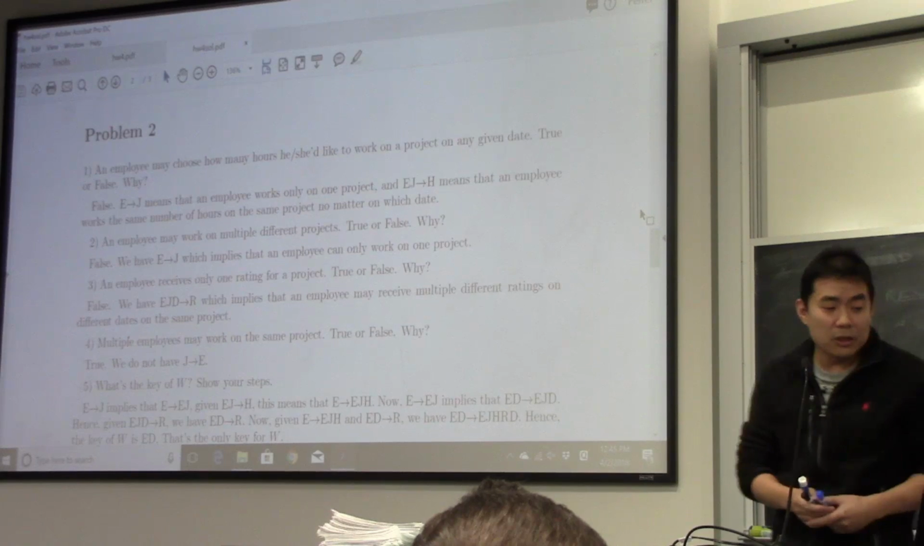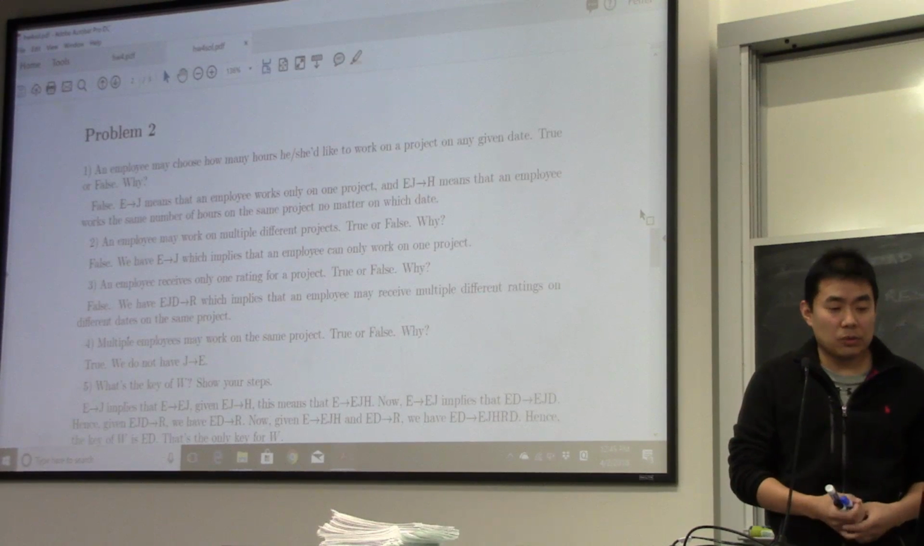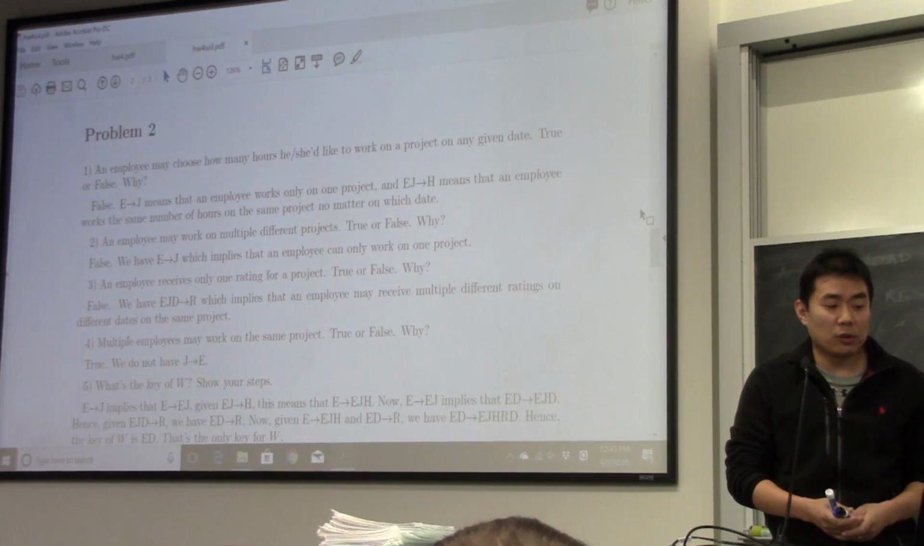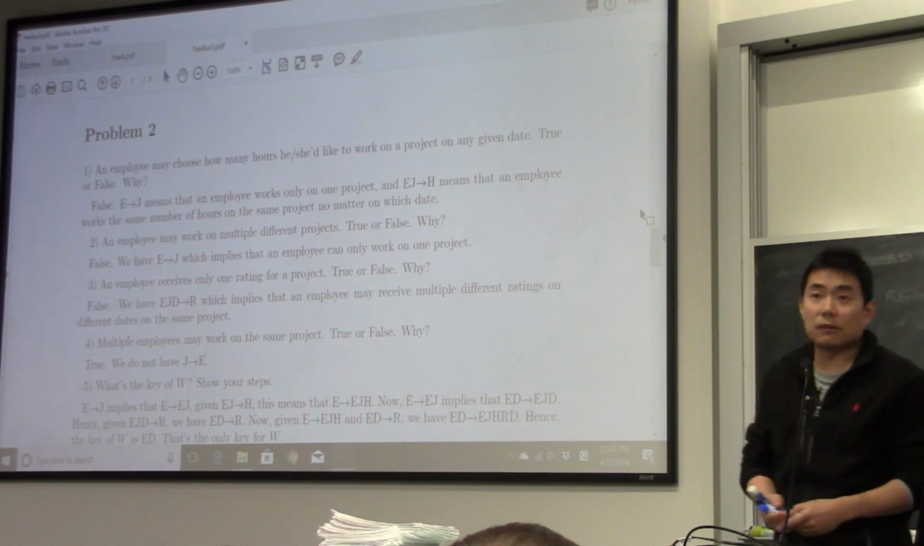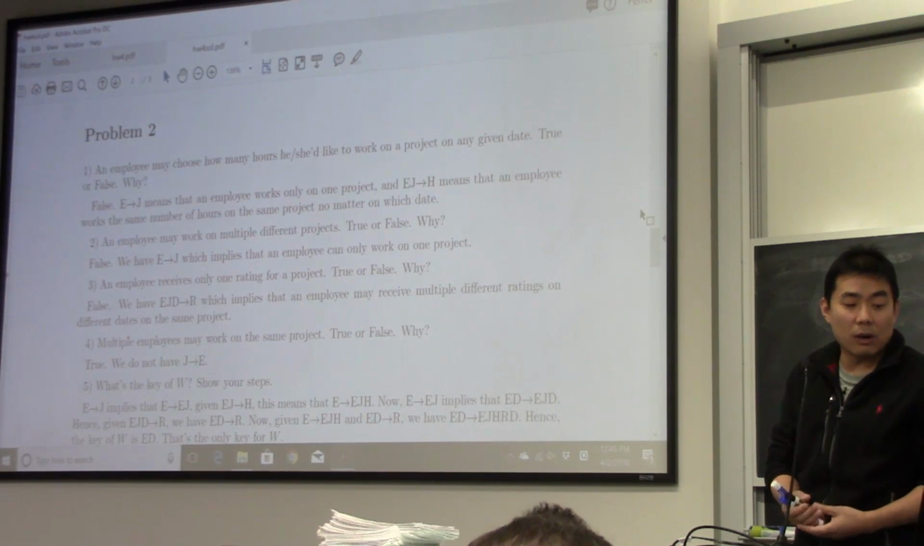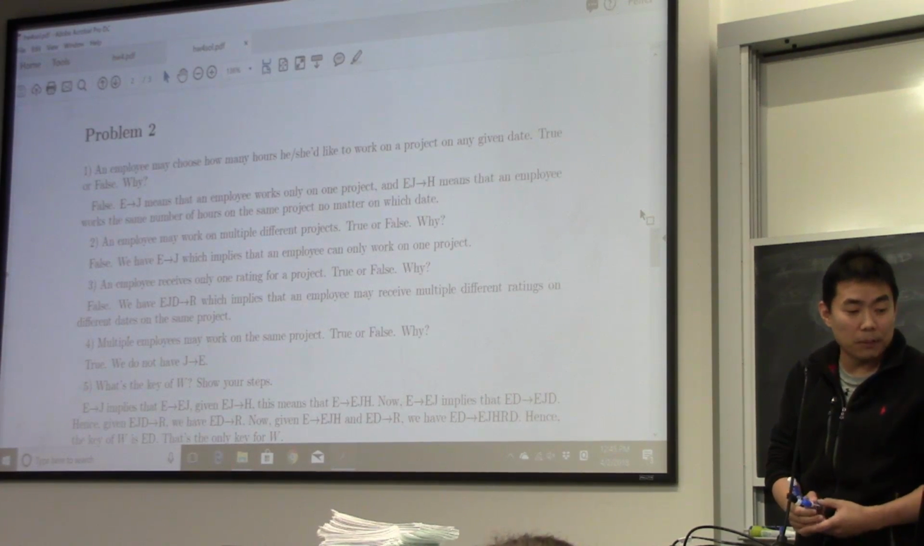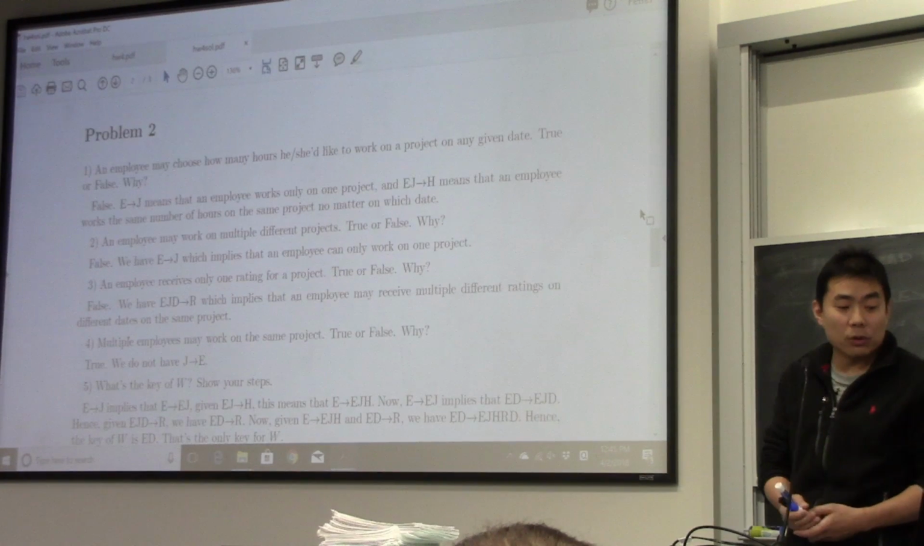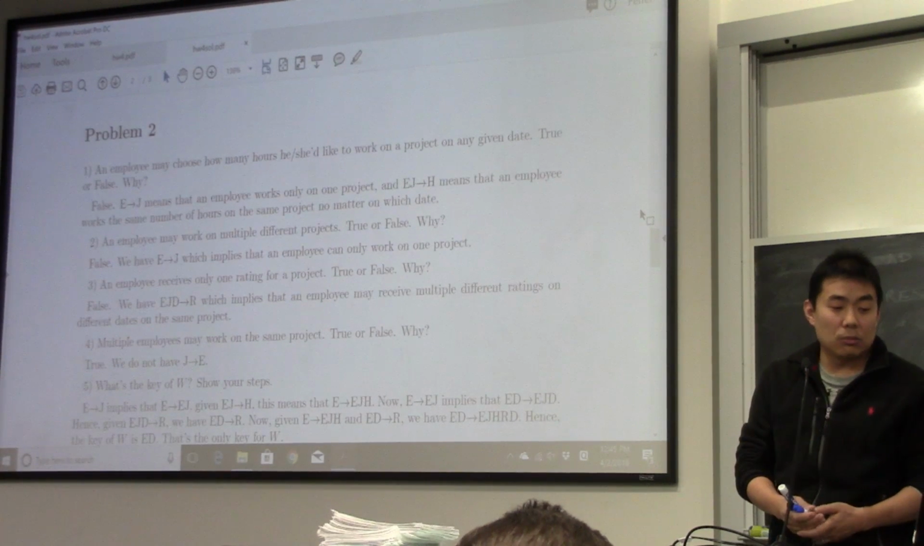An employee may choose how many hours he or she likes to work on a project on any given day, true or false. This is false because there's a functional dependency E determines J, which means an employee works on only one project. And EJ determines H means that an employee works the same number of hours on the same project, no matter on which date.